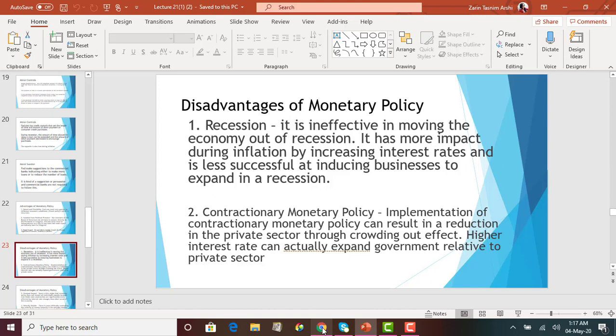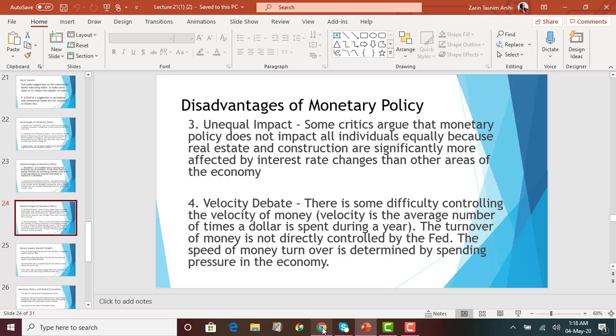Second, contractionary monetary policy. When you're implementing contractionary monetary policy, when you're trying to decrease the money supply, you're actually causing a crowding out effect. Again, crowding out effect means you're driving out private investments, right? Interest rates are going up because money supply is decreasing. Now businesses are not interested in making investments because the interest rates are high, and it is basically driving investments out of the economy. Critics also argue that it has unequal impacts.